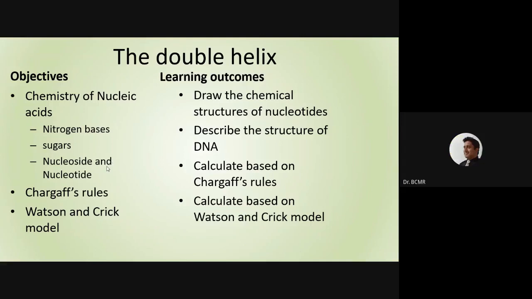So in the last class, we have learned about the chemical nature of genetic material. And in this class, we will learn the chemistry of it. So basically, we are learning about the chemistry of nucleic acids, which you already have studied, but we will have a quick revision on that. And then we'll discuss Chargaff's rules, and then hopefully we'll finish the Watson and Crick model as well.